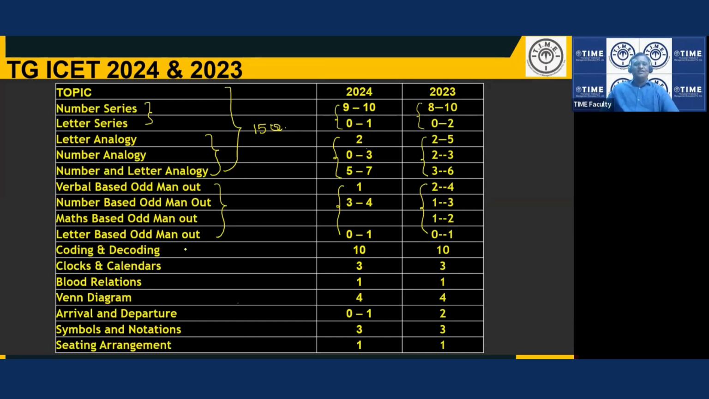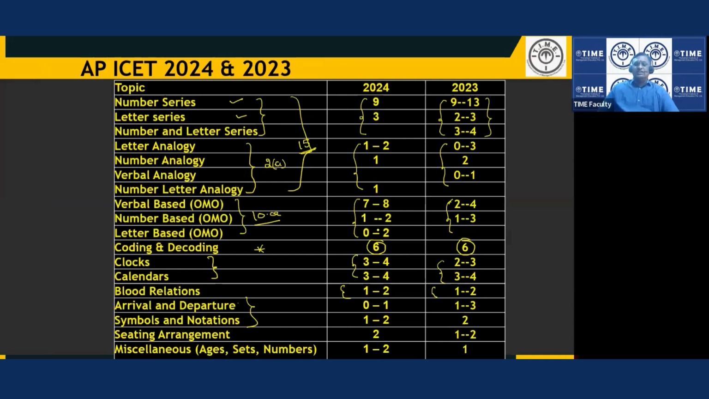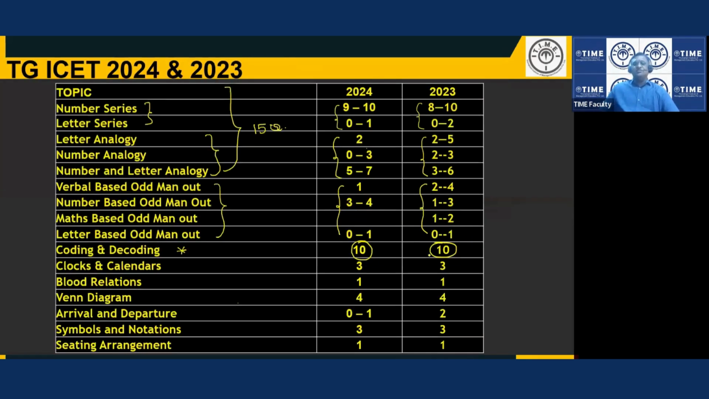Now, Telangana ICET coding and decoding. I said 10 questions, and here it is 10 questions. In AP ICET, I will show you the screen, there are only 6 questions in the last 2 years. But here in TG, I said 10 questions. For the last 25 years, even before or after the state division, Telangana ICET has properly maintained 10 questions from coding and decoding. So this is an advantage here.